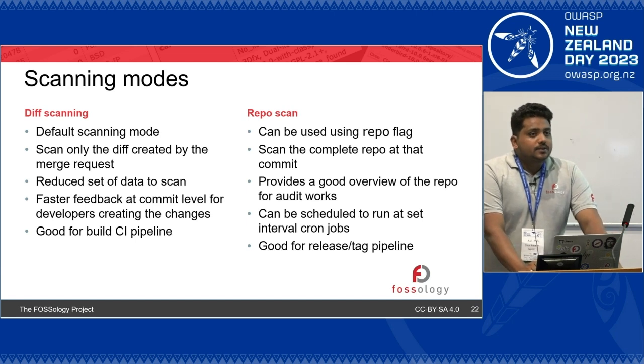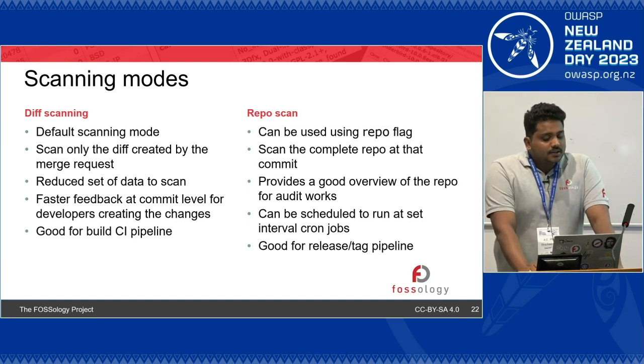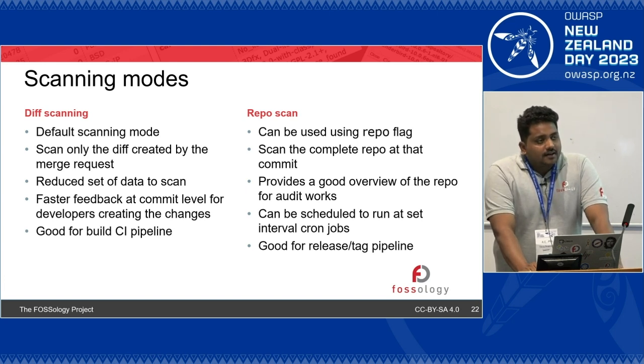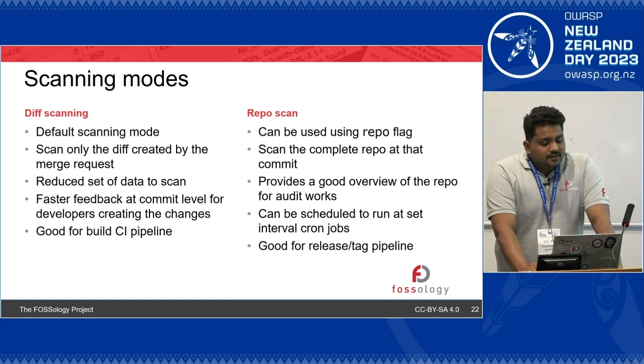So scanning modes. We have 2 different scanning modes: one is diff scanning and another one is repo scan. Diff scan is the default scan. Whatever diff you produce via your code, the merge request, or the commit, it scans only that. It is a reduced set of data, and it produces very fast results, and it is good for building CI.